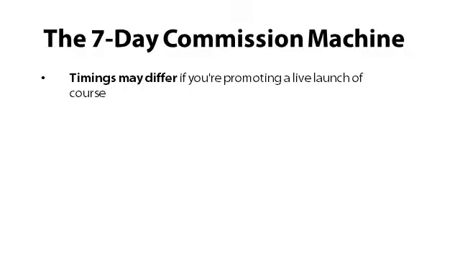Okay, I want to give you a walkthrough now of a 7-day commission machine. So this is a promotion for a product, the same product, over a 7-day period. Now, this could be for a live launch or it could be for an evergreen product. And of course, timings will differ if you're promoting a live launch, because somebody might launch on a Tuesday, they might close it down on a Sunday, or they might just go Friday, Saturday, Sunday. It really depends.